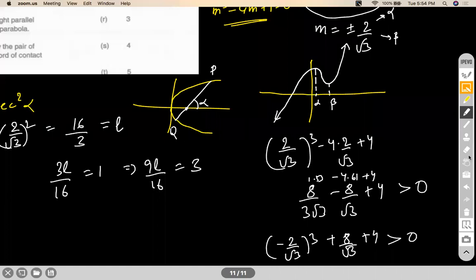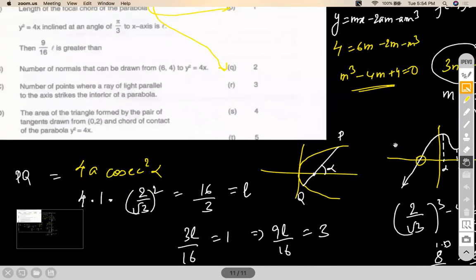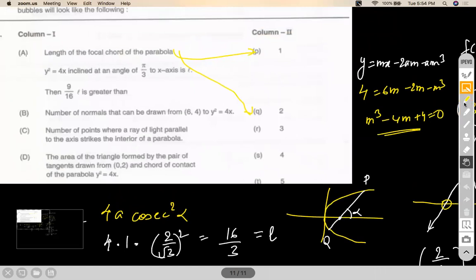That means this graph is not going to have more than one real root. That's the only real root it's going to have. The other two will be imaginary. So the answer to this question is the number of normals that you can draw is only one. So option B will match to P. B will match to P.